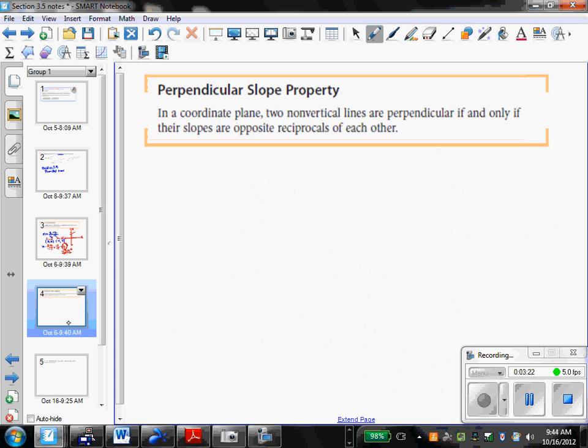Okay, the perpendicular slope property. In a coordinate plane, two non-vertical lines are perpendicular if and only if their slopes are opposite reciprocals of one another. Please put both these properties into your notes. So perpendicular property: if I tell you the slope of a line segment is a half, that means the line perpendicular to that has the opposite reciprocal slope, which means negative 2 over 1, or negative 2.